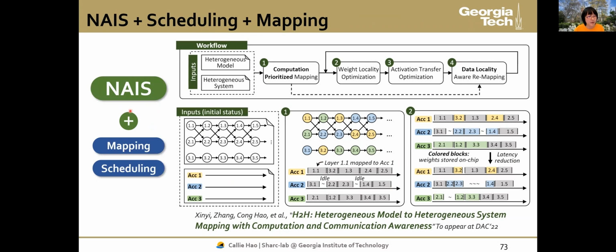And another example of NICE combining mapping and scheduling. This is also our latest work, where we proposed something called heterogeneous model to heterogeneous system mapping with communication and computation awareness. This is just the backend part, the mapping part. And can we incorporate this mapping and scheduling into the NICE framework? This is also an open question. I do hope we have follow-up works targeting this problem.